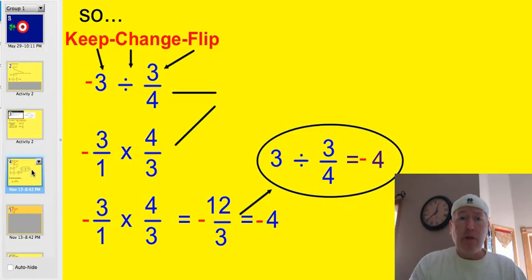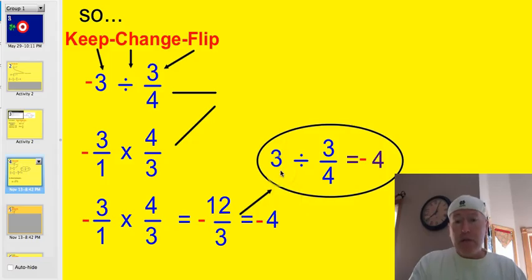Let's do some problems here. So we've got negative 3 divided by 3/4. Well, we're going to keep this one, we're going to change the sign, we're going to flip this fraction. So in the next line, I did that. I kept the 3, I just put it over a 1. I changed the sign, and I flipped it to the reciprocal. Now in the next line, I'm just going to multiply, and we know how to multiply. Just go straight across. So 3 times 4 is 12, 1 times 3 is 3. We had a negative times a positive, so that is a negative answer. We have a negative 12/3, which really is equivalent to a negative 4. Negative 12 divided by 3 is negative 4.